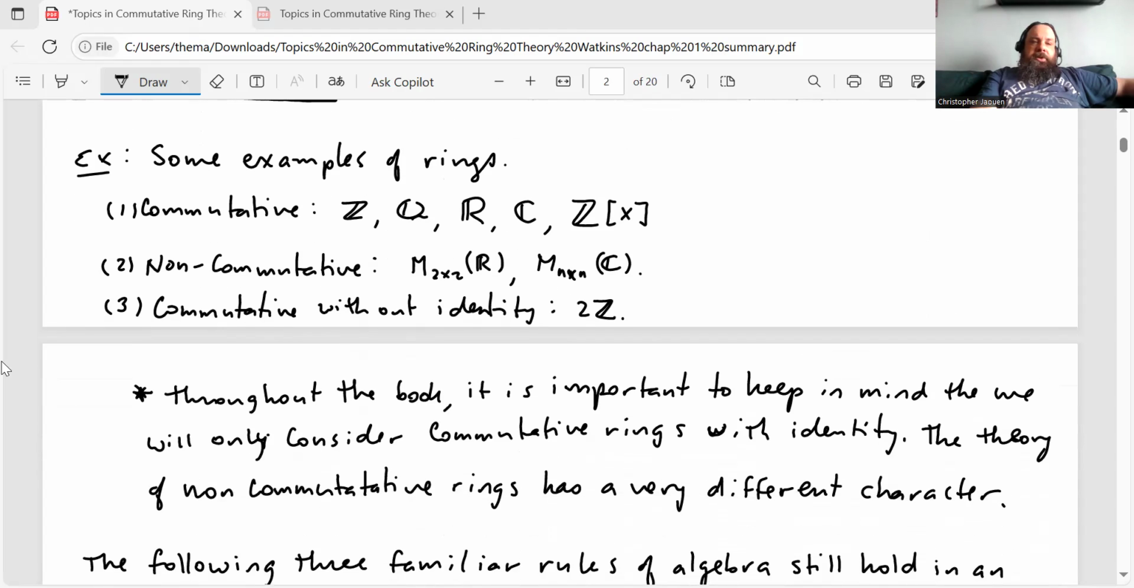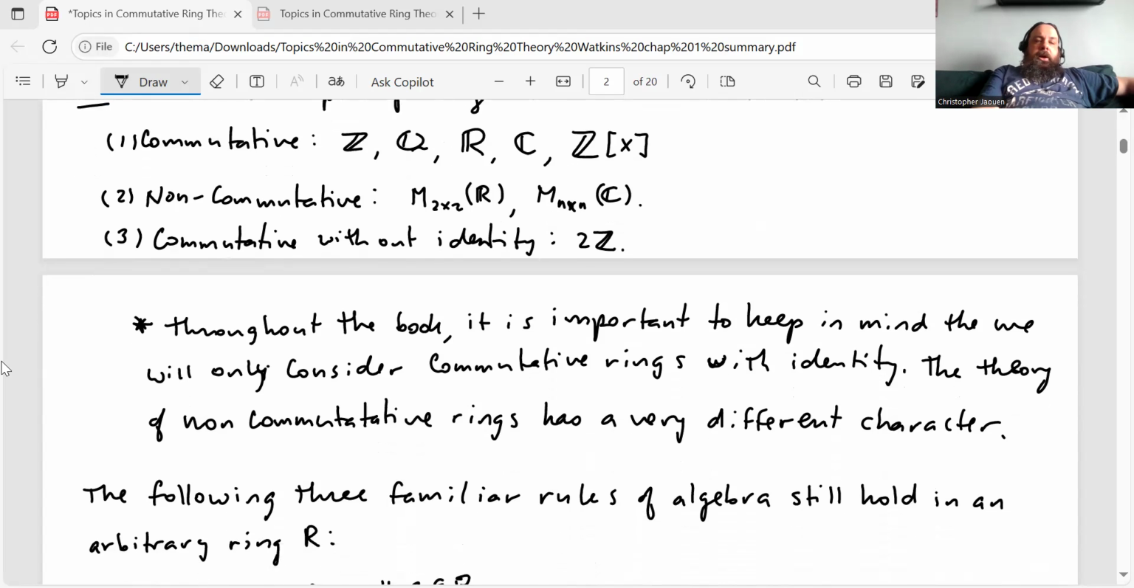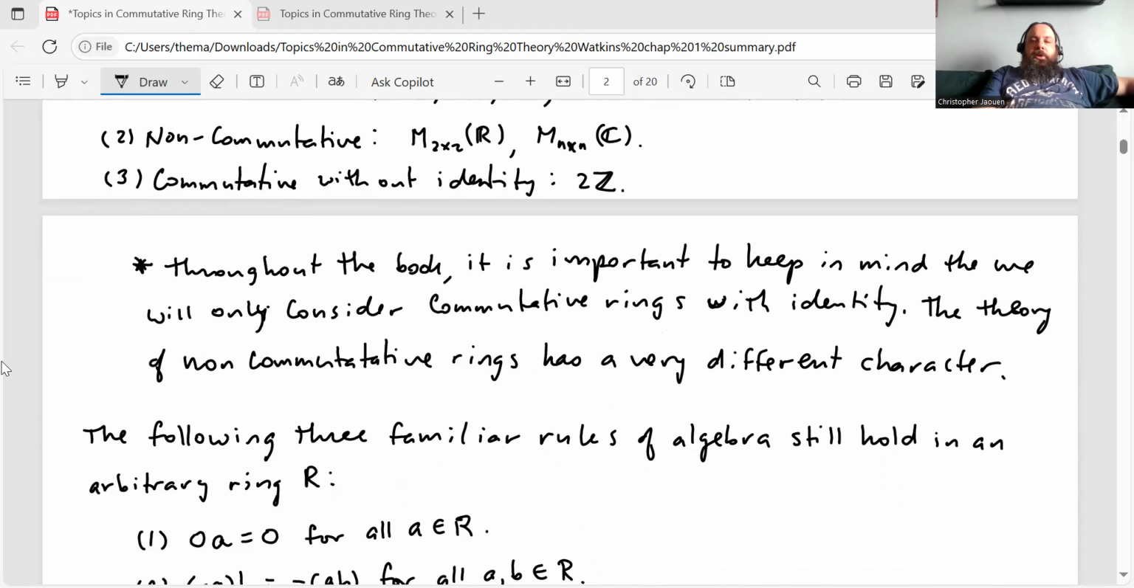All right, and we have some examples here. Here are some commutative examples. The integers are an example of a commutative ring, as well as the rationals, the real numbers, the complex numbers, and the polynomials with integer coefficients. There are a couple of non-commutative examples that I have here. The set of 2 by 2 matrices with real entries is an example of a non-commutative ring. The n by n matrices with complex entries are also an example of a non-commutative ring. And then we also have an example of a commutative ring that does not have an identity, which is the set of even integers.